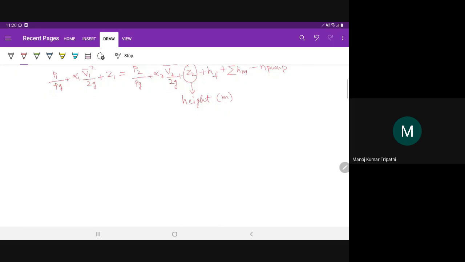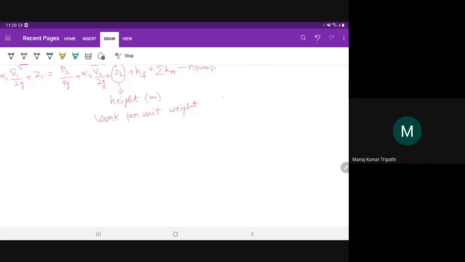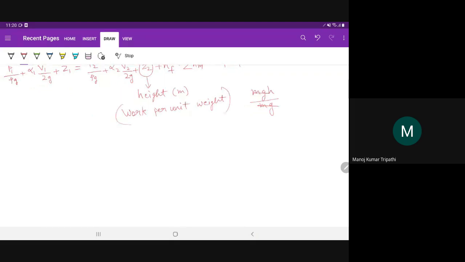And this unit can be expressed in another way also. We can think of it in terms of work per unit weight, or energy per unit weight. Energy per unit weight also has the same unit, that is of height, because you know that the potential energy is mgh and weight is written as mg. So finally you get just the height. So this can be written as work per unit weight.